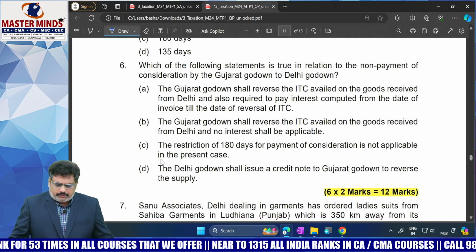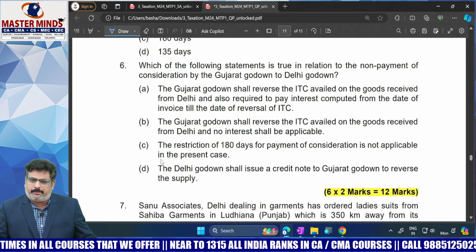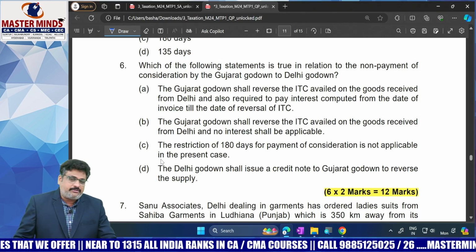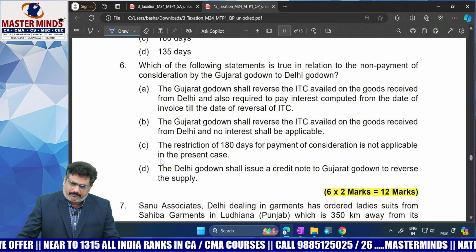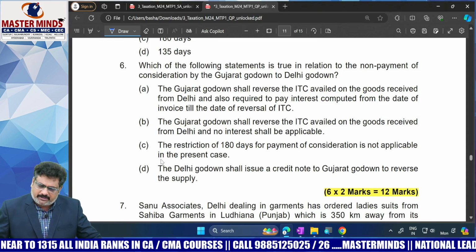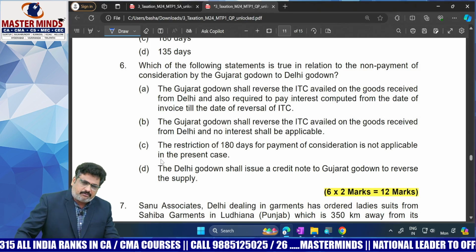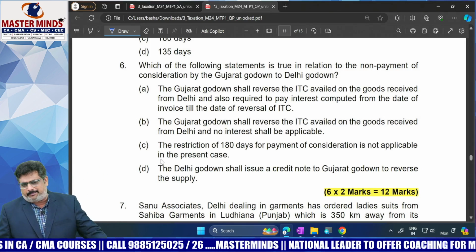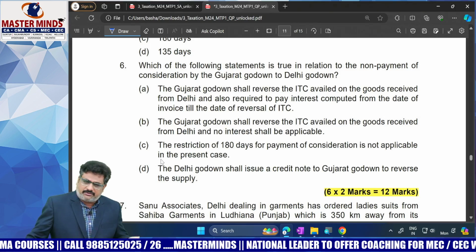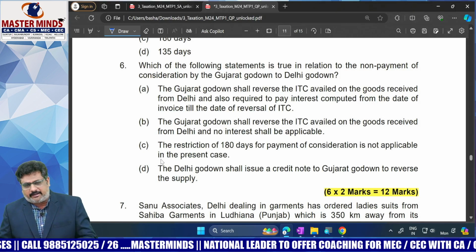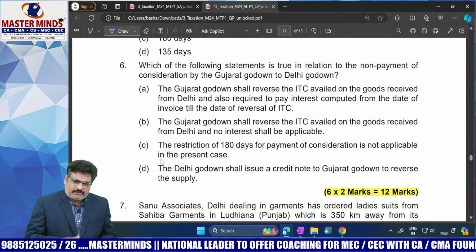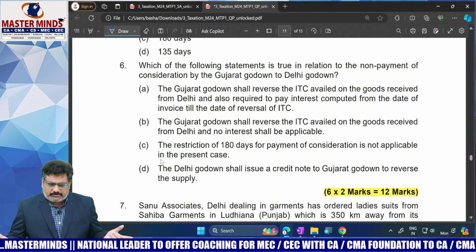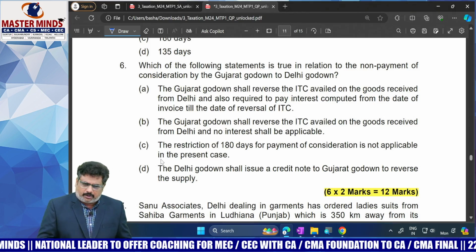Next one. Which of the following statements is true in relation to non-payment of consideration by the Gujarat Godown to Delhi Godown? 180 days rule. Okay. What is that 180 days rule we discussed? Generally from the date of invoice, within 180 days, we should make the payment. Otherwise, whatever ITC was previously taken needs to be reversed. But this 180 days rule is not applicable in 3 cases. What are those 3 cases where this 180 days rule is not applicable? First one, RCM purchases. Second one, deemed supplies. And third one, supplier obligation was met by the recipient. In all these 3 cases, the 180 days rule will not be applicable.